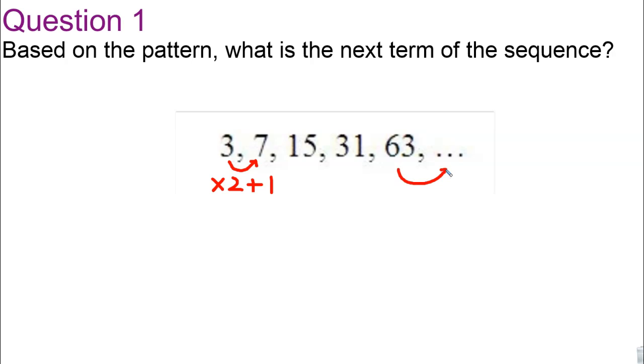31 times 2 is 62, plus 1 would be 63. So if I keep that times 2 plus 1 pattern going, what I end up with then is 63 times 2 would be 126, plus 1 would be 127. All right, that's my answer for this one.